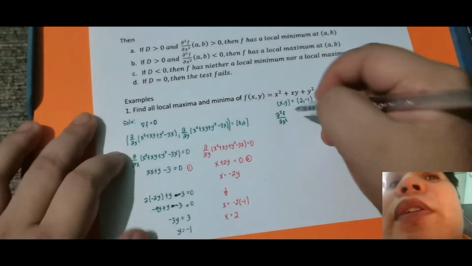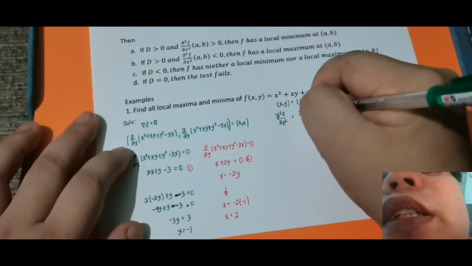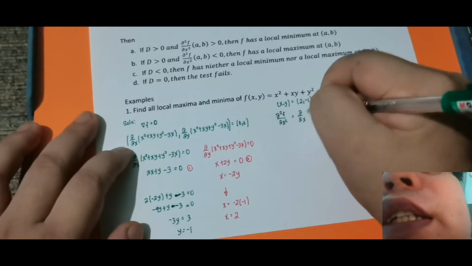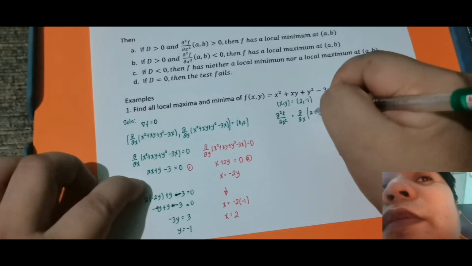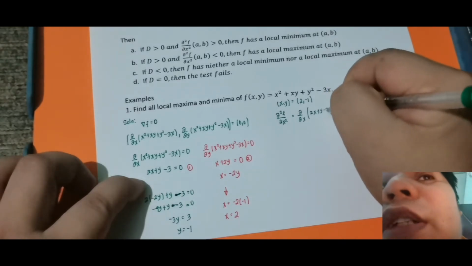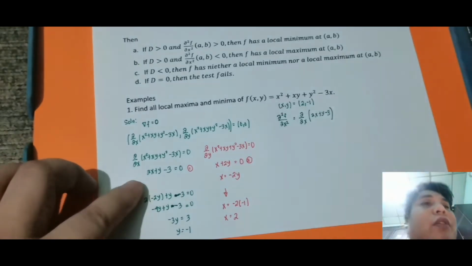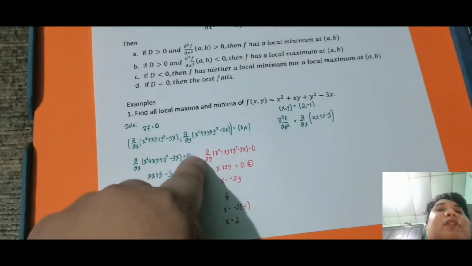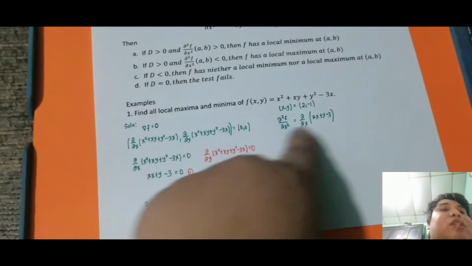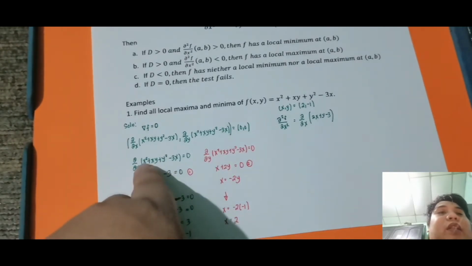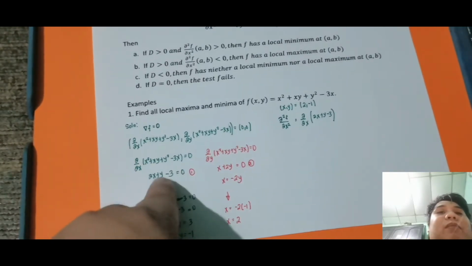Okay, so this is just equal sa partial derivative with respect sa x nung anong function yun? So this is just 2x plus y minus 3. So tandaan, hindi mo sasama yung 0. Okay, kasi kaya siya nagkaroon ng 0 dahil sa definition ng critical points. Pero hindi mo sasama yung 0 kasi ito lang naman yung kinukuha natin. Again, the partial derivative niya is 2x plus y minus 3.